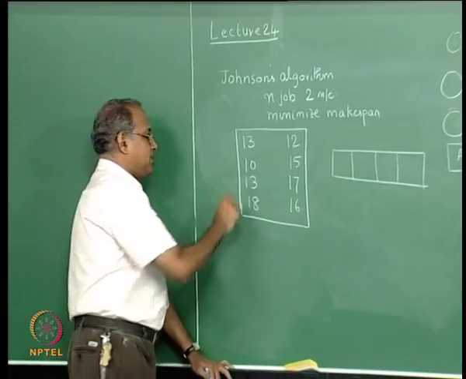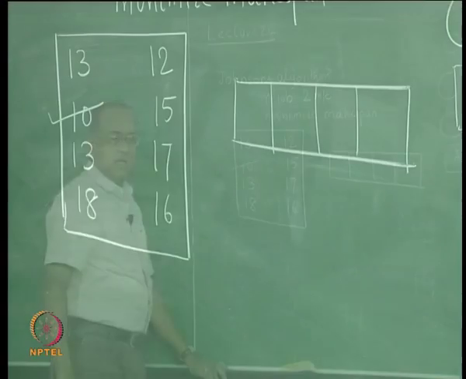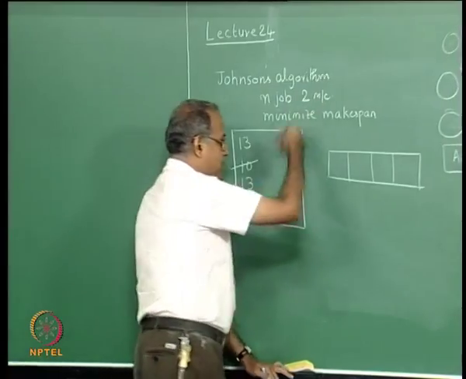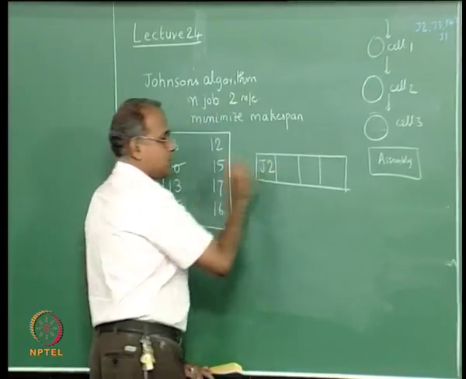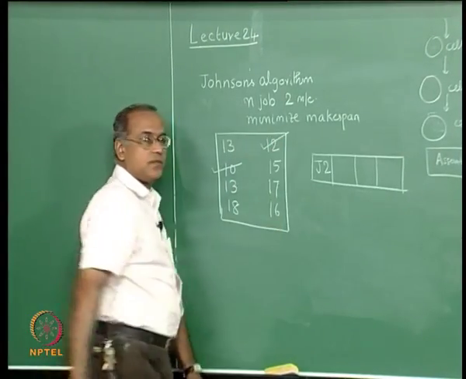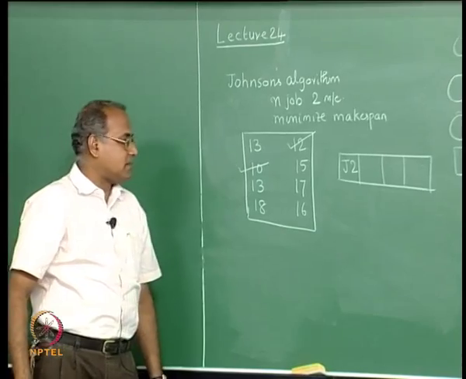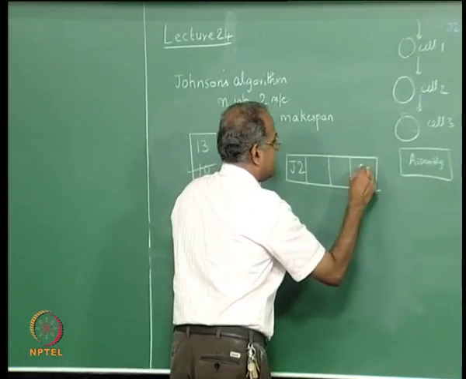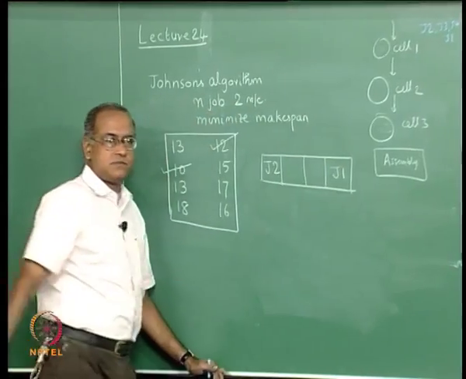The smallest number happens to be here, which is for job 2 on the first machine. So come from the left, you write job 2. The next smallest happens here, which is for job 1 on the second machine. So come from the right and write job 1.